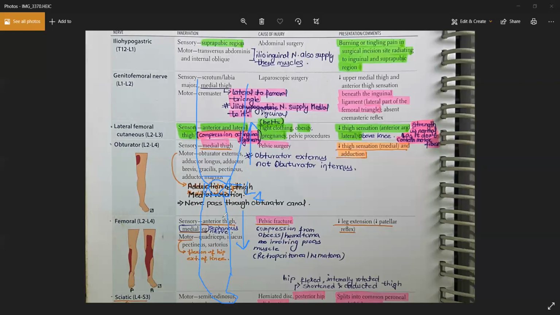Is that okay for now? Is that okay up to here? Yeah, but the femoral nerve has L2 to L4 and it is still supplying a part of the leg. We will discuss that, don't worry. We will come to that again.